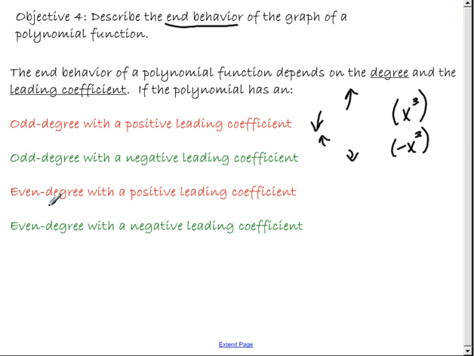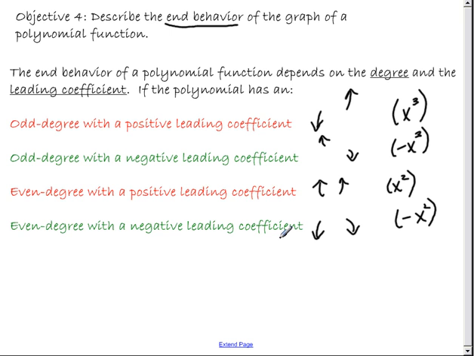What about if it's an even degree with a positive leading coefficient? Well, then think about x squared. It's both up, right? Even degree with a negative leading coefficient. Well, then think about the reflection, which is both down. Think about negative x squared.